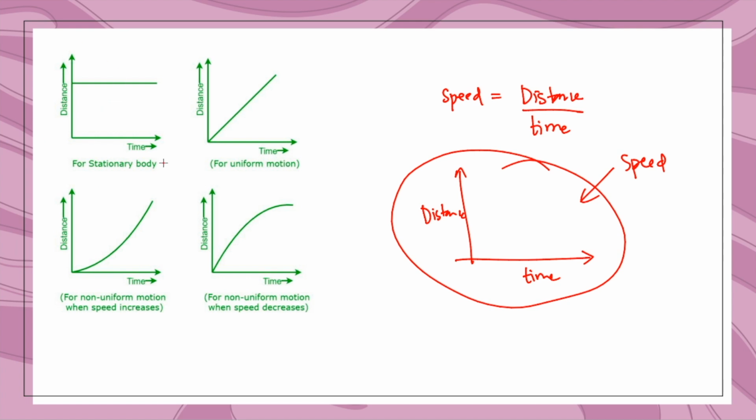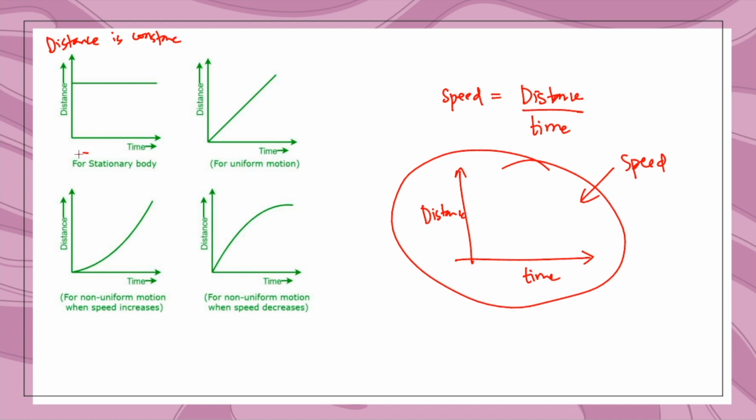Now if you look at the first graph, it has distance and time, and it is parallel to the time axis, or the x axis. That says that the distance is not changing, distance is constant here. And if distance is constant, that means the body is not moving. There is no motion here.